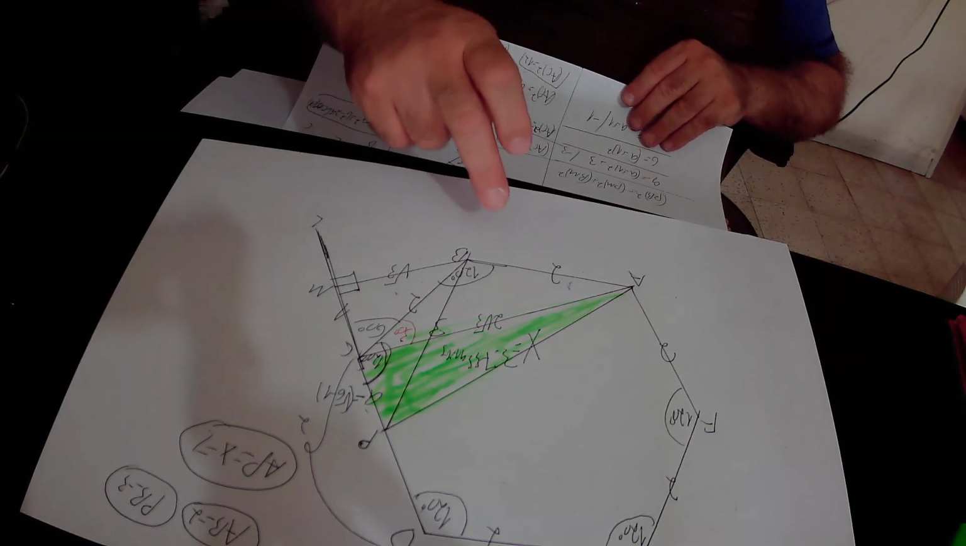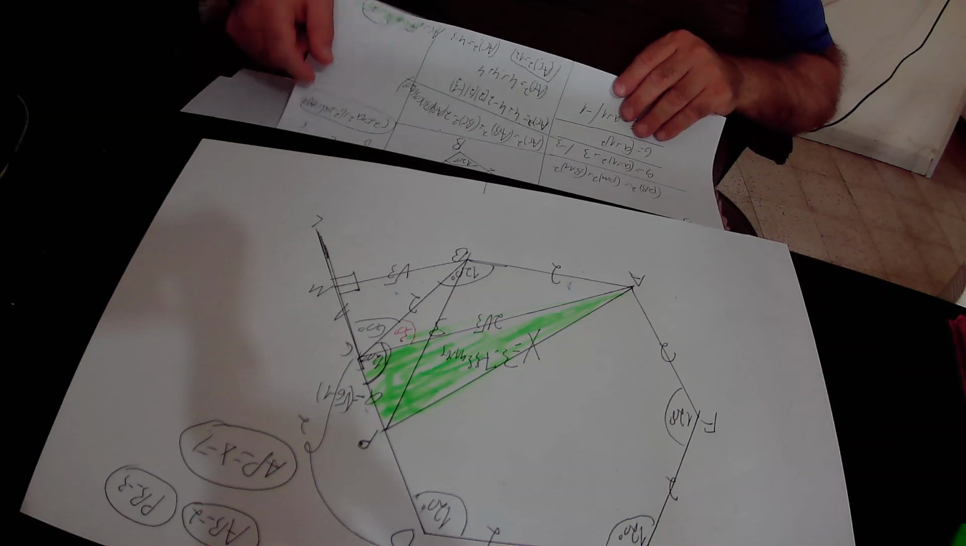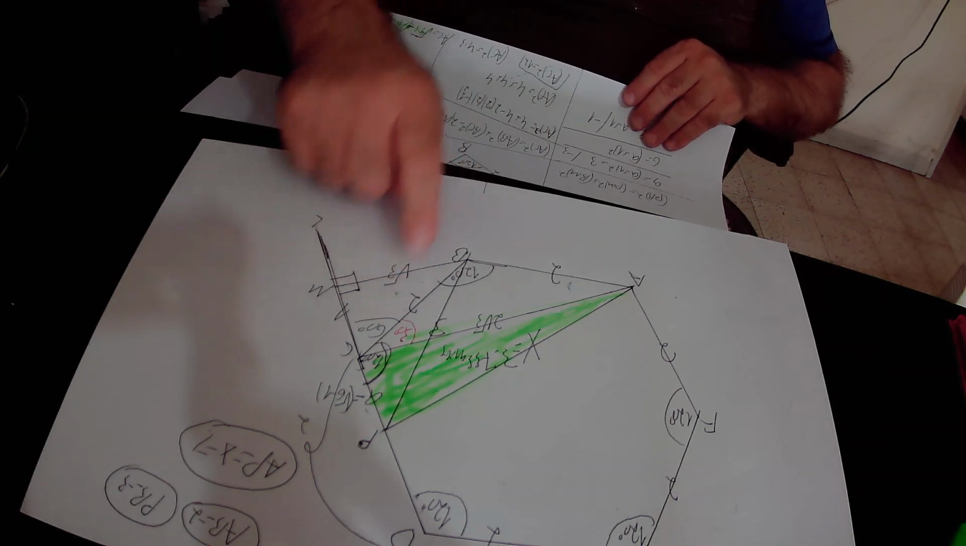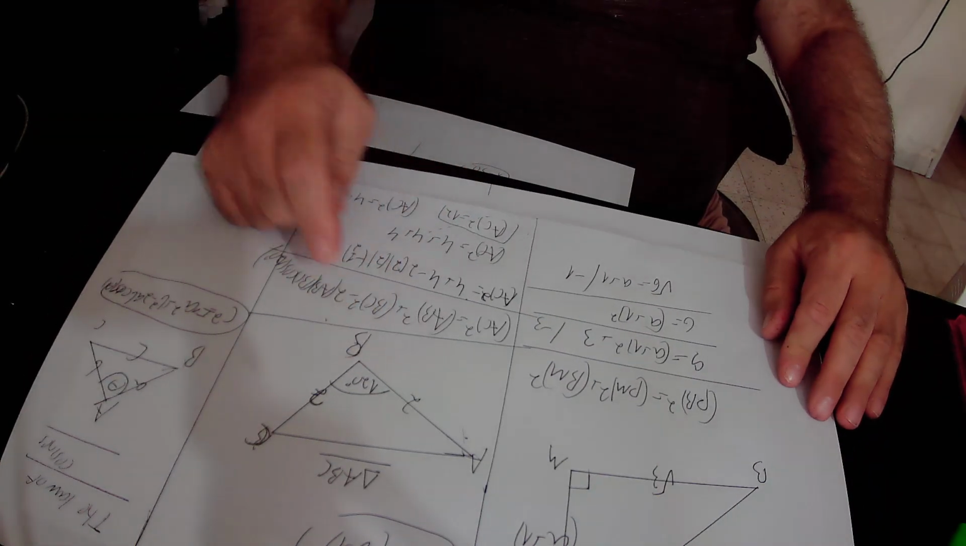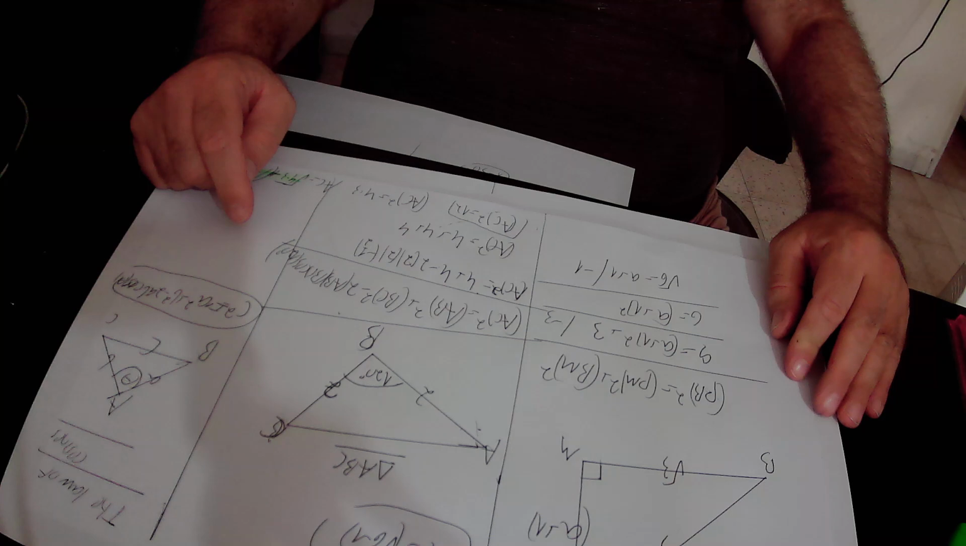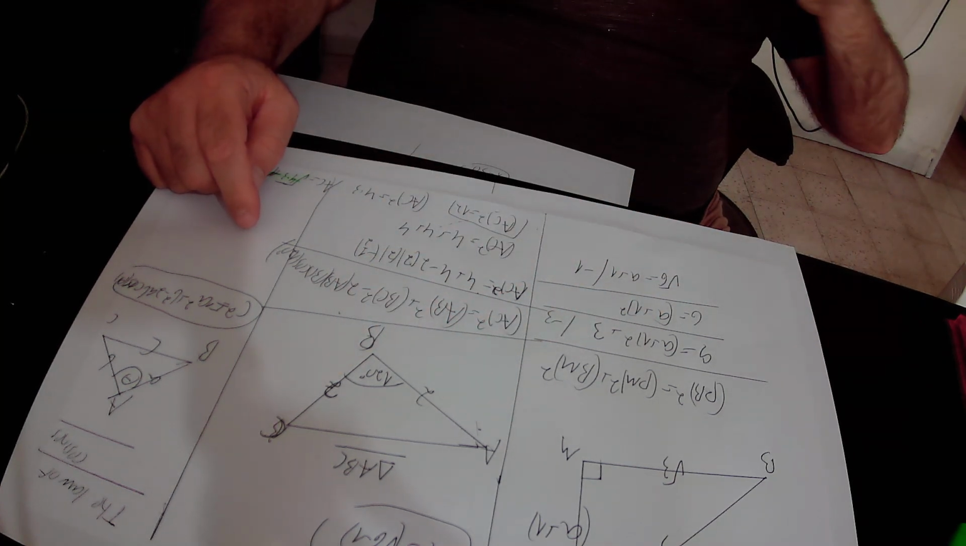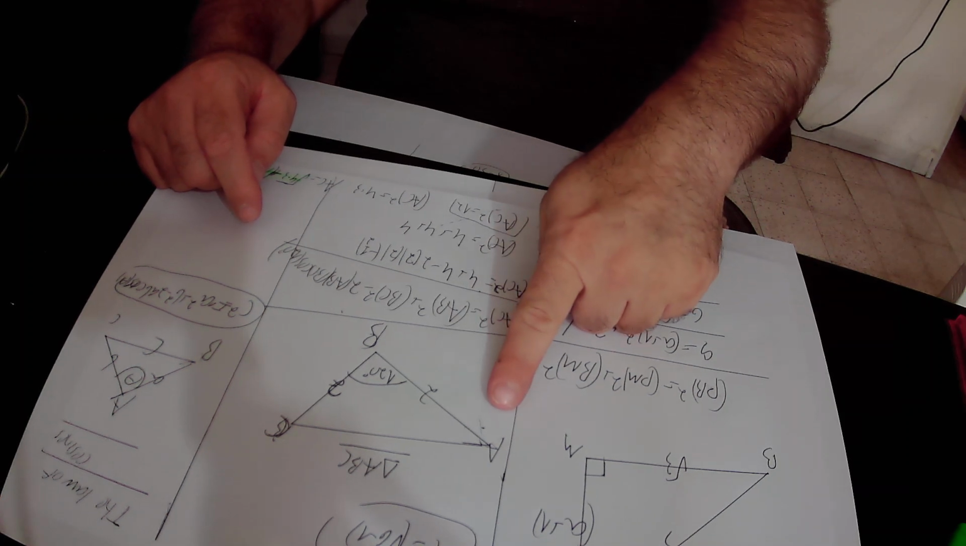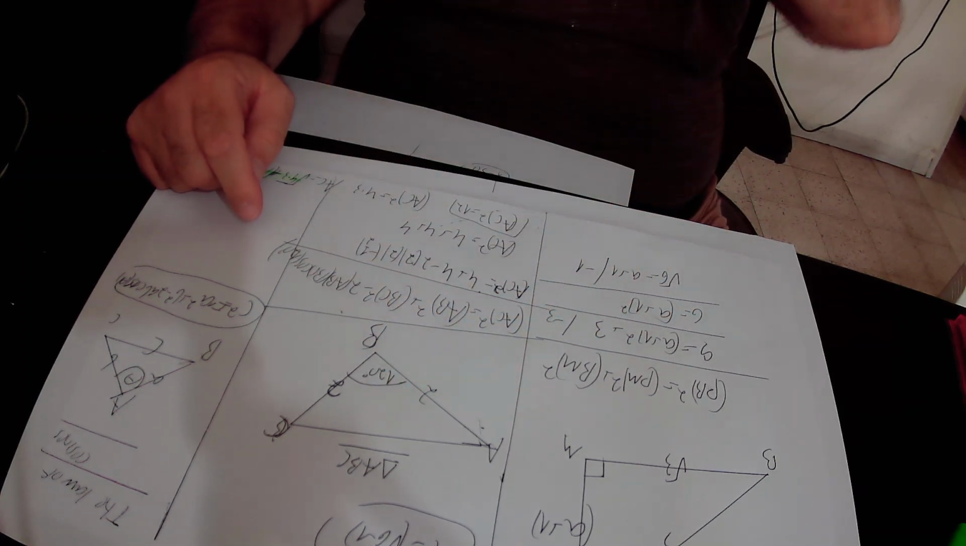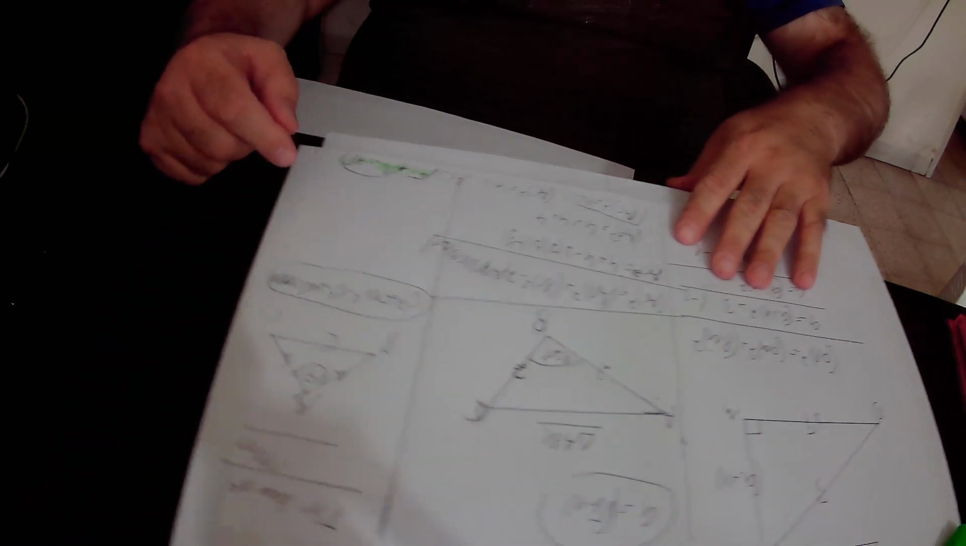So angle ABC equals 120 degrees, AB equals 2 units, and BC equals 2 units. This is the triangle ABC that I copied from the original drawing. AB equals 2, BC equals 2, and angle ABC equals 120 degrees. In order to find the length of side AC, we implement the law of cosines.